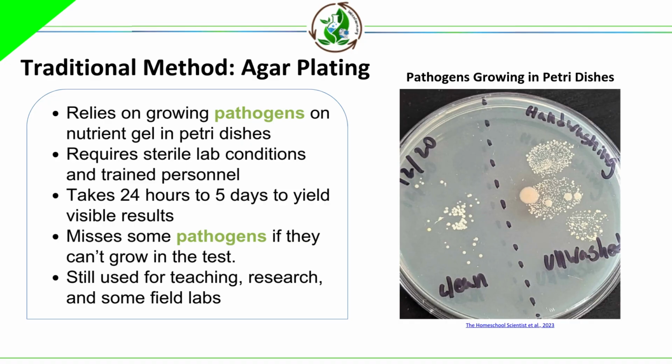Here we see how traditional agar plating works in pathogen diagnostics. Petri dishes with nutrient-rich agar gel support visible microbial colony growth, but only after a day or more. That delay can be problematic in real-world agricultural settings where early detection is crucial. Agar plating also requires sterile lab conditions and trained technicians to avoid contamination.